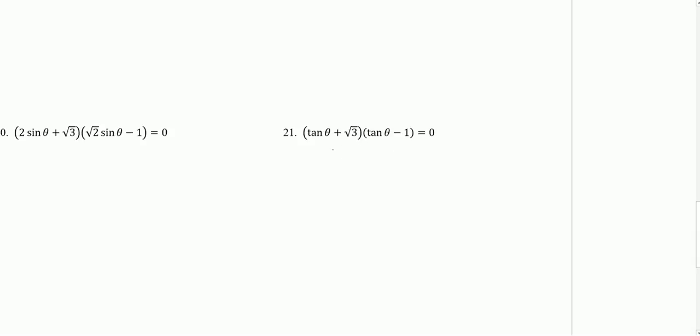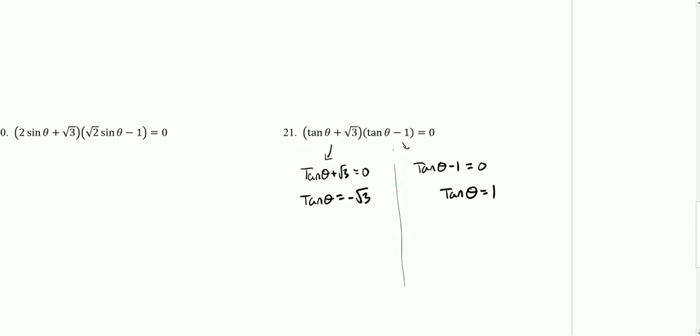If it's already factored for us, we're going to use the zero product property. And we're going to write that tangent theta plus root 3 could be equal to 0, or tangent theta minus 1 could be equal to 0. In the first case, we get tangent theta is equal to negative root 3. In the second case, we get tangent theta is equal to positive 1. And so we have two separate problems here to solve, and each one's going to give a different reference angle.